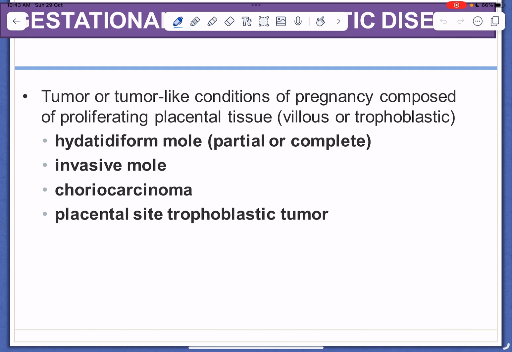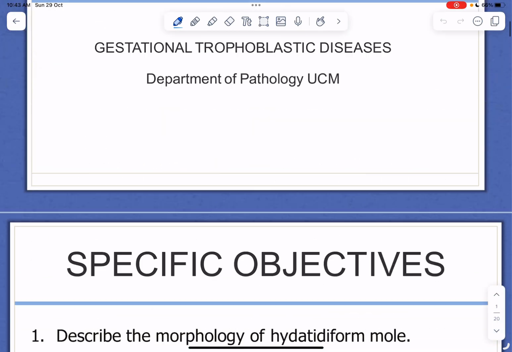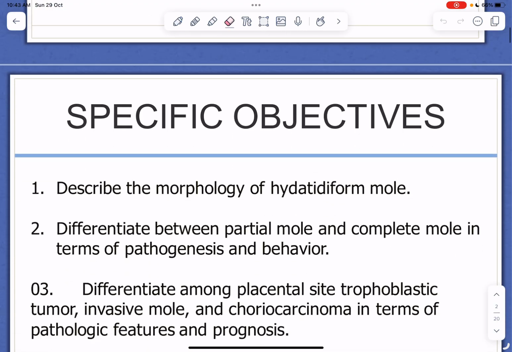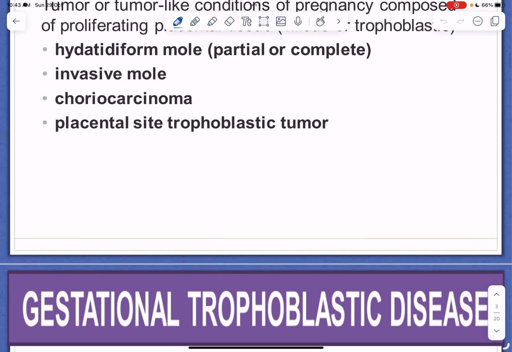Partial and complete. Invasive mole. That means this mole formed from villi, and from its name, it is invasive. That means from the endometrium, they invade the myometrium. The villi here penetrate inside the myometrium and become an invasive mole.